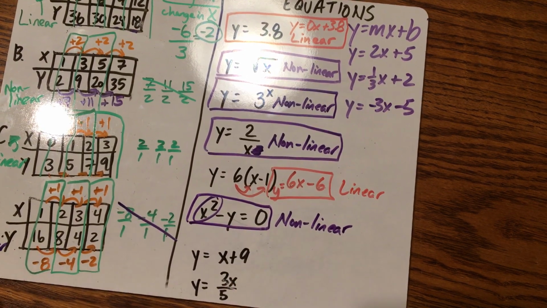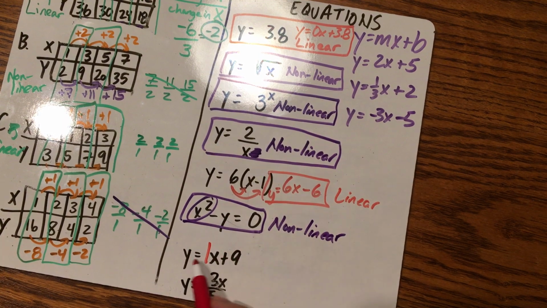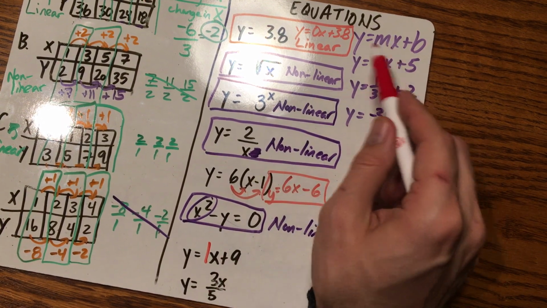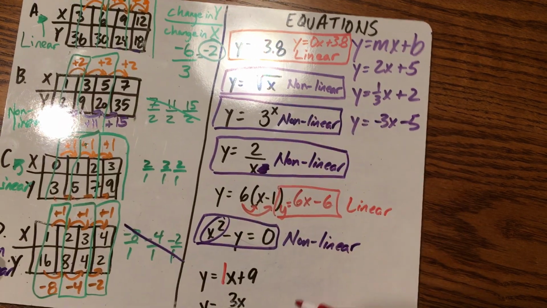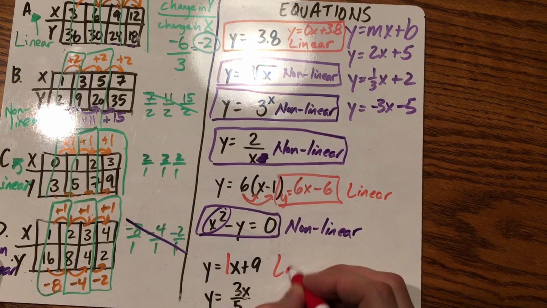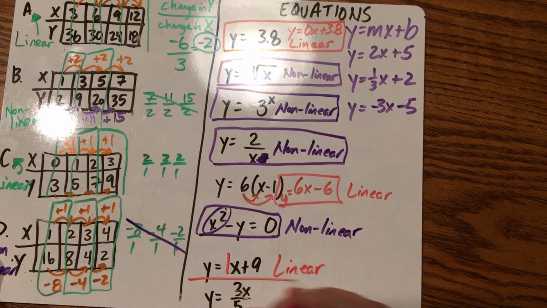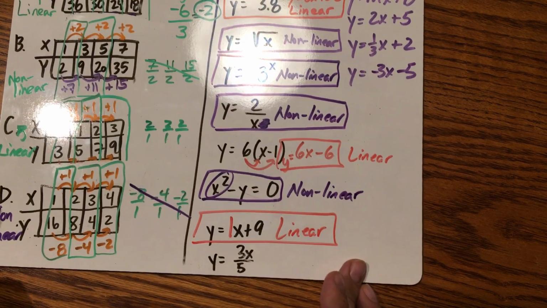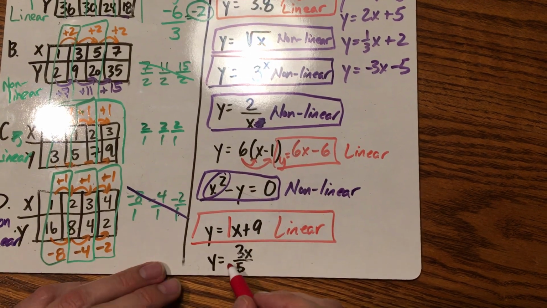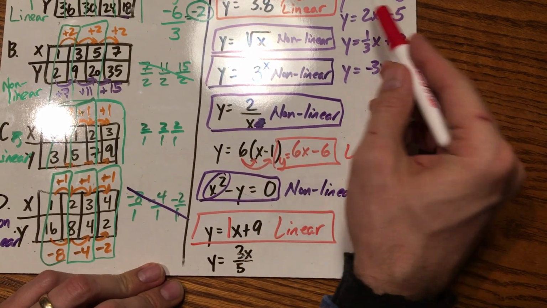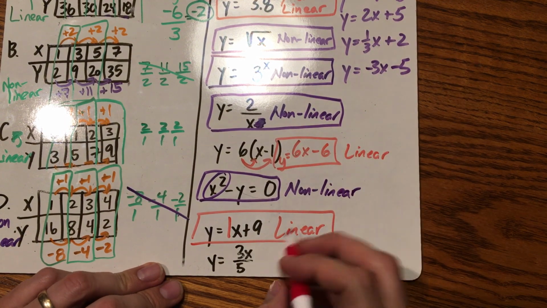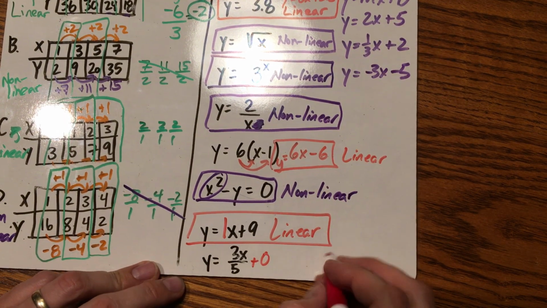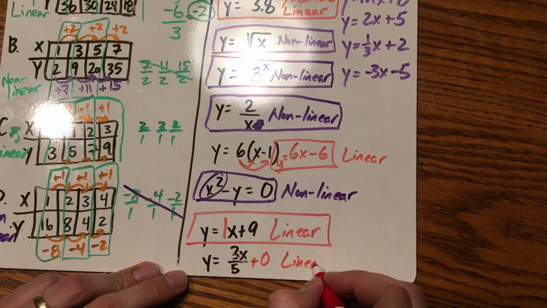This one, I believe, is okay, right? Could we put a 1 on here and make it y equals 1x plus 9? Doesn't that look like some of my examples up here? Yeah, it does. And so this one is linear. And then one more I wanted to show you. This is very crucial. Is this y equals 3/5 x the same thing as this? Yeah, it's the same thing as y equals 3/5 x plus 0, right? So this is okay as well.